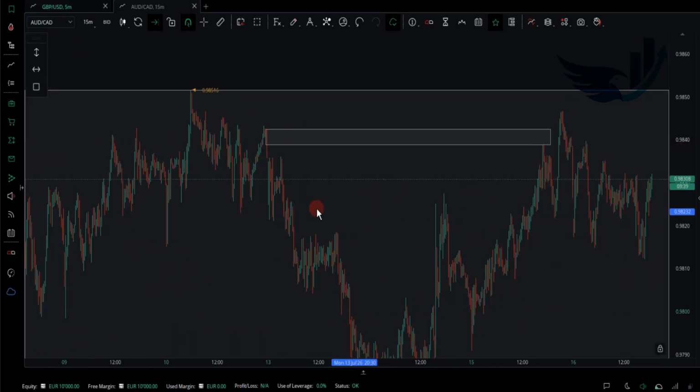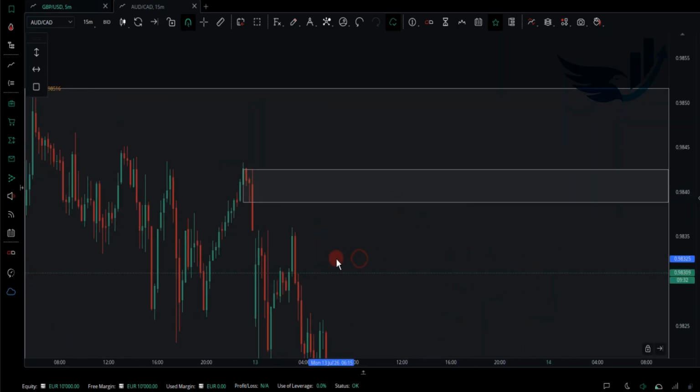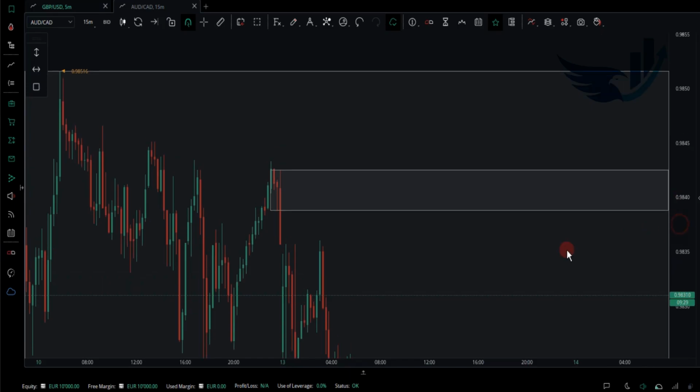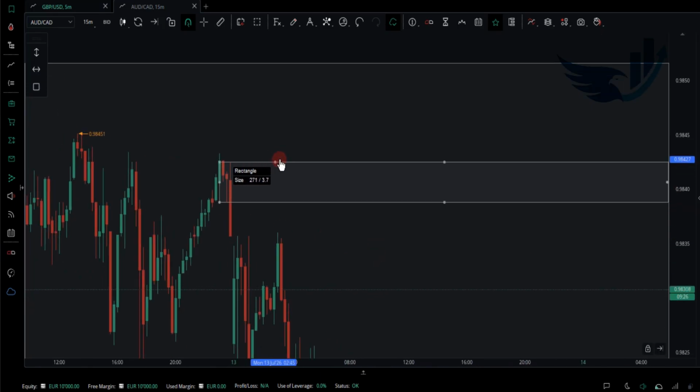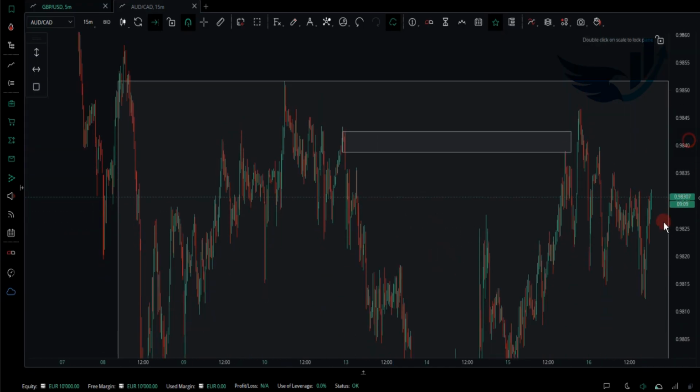And by the way, for taking the position, as always, I don't think there is any point to mention it again, but you always have to put your stop loss plus the spread above the box, and your entry point will be just under the box that we have here. And here are the results.